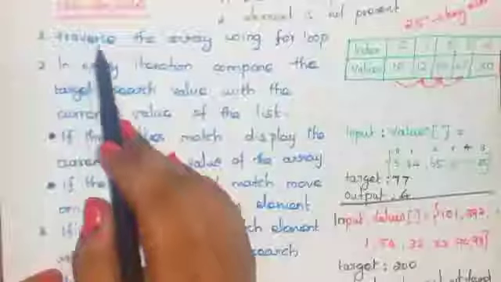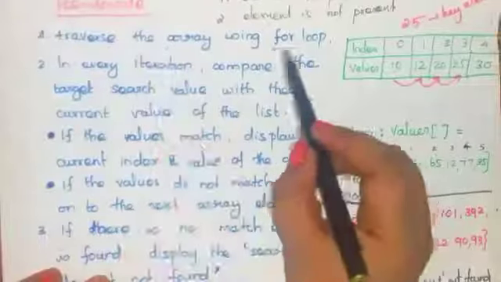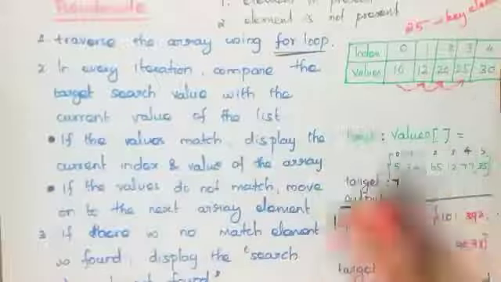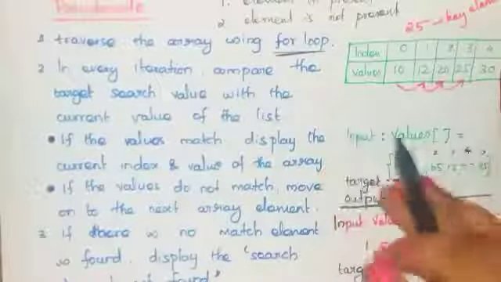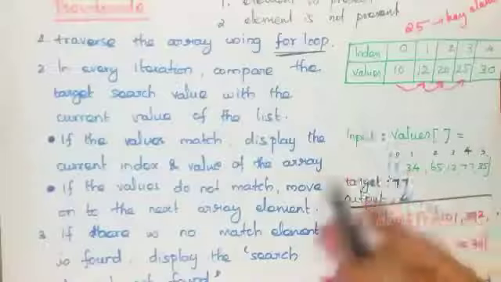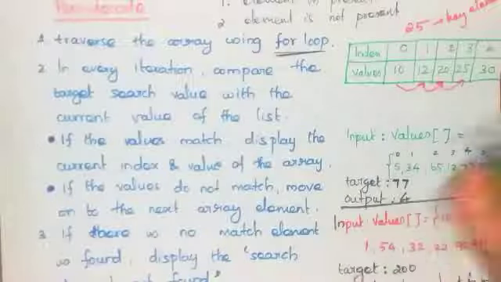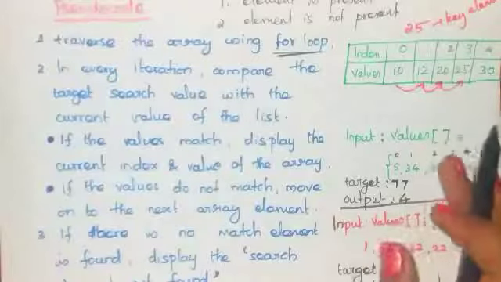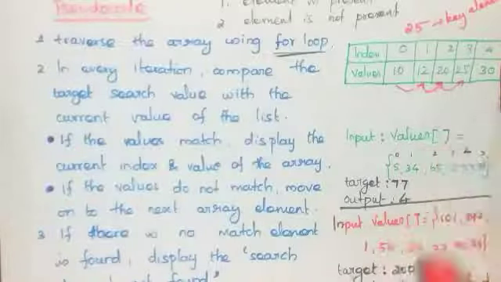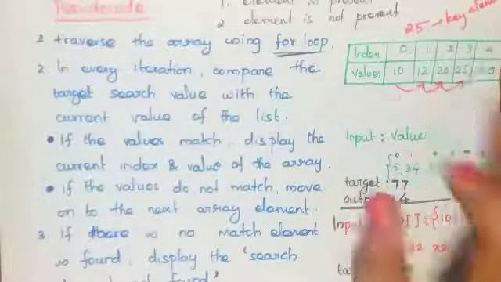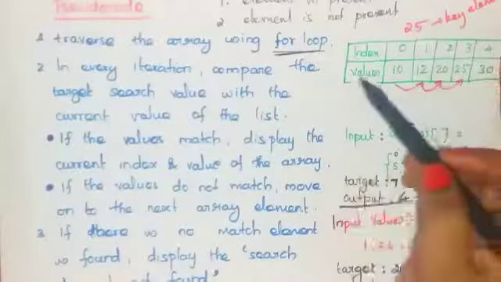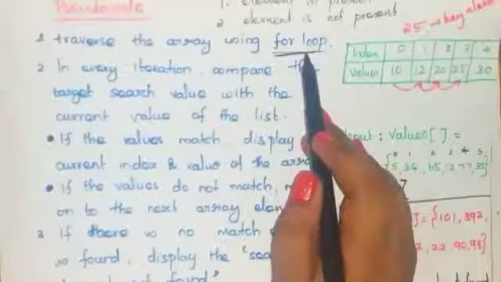Traverse the array using a for loop. What do you mean by for loop? Here the same set of statements is repeated again and again. So the same set of actions we use again and again until the search element is found, which means we are searching for the key element in a list again and again until the desired element is found. For this purpose we are using a for loop.